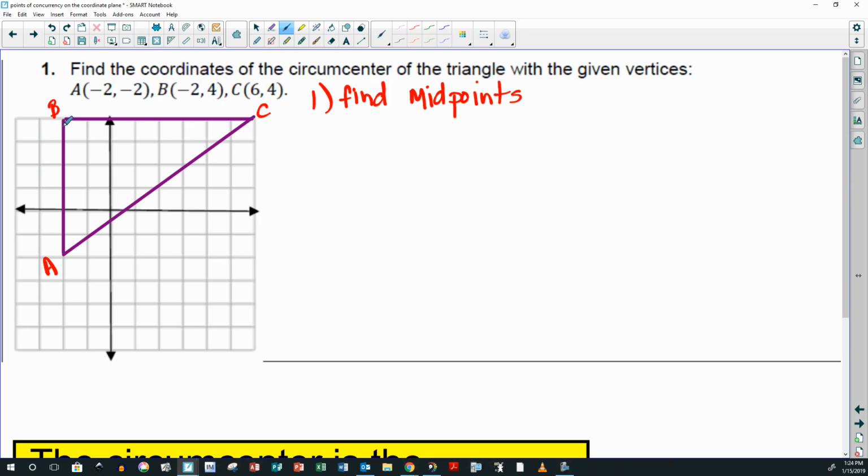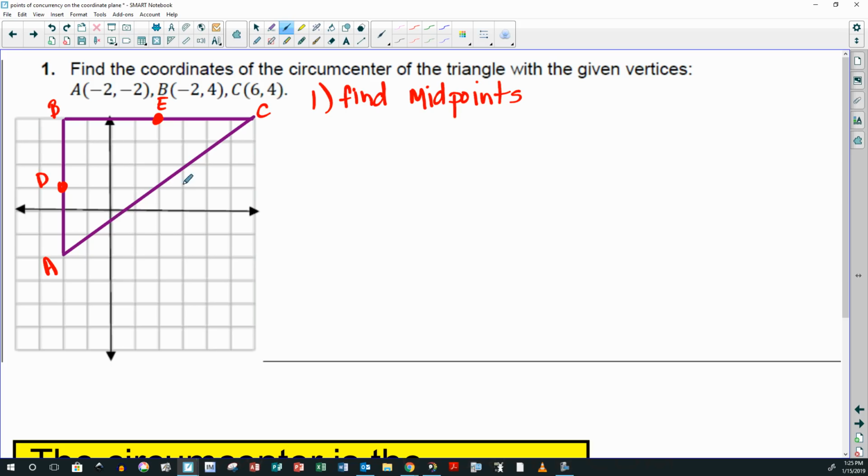So AB, well, since it's 1, 2, 3, 4, 5, 6, then the midpoint is going to be halfway. So 1, 2, 3. So there is our first midpoint, and I'm going to call this point D. The midpoint of this one, 1, 2, 3, 4, 5, 6, 7, 8. Since it's 8 units long, the midpoint will be halfway. 1, 2, 3, 4. So I'm going to call that E.